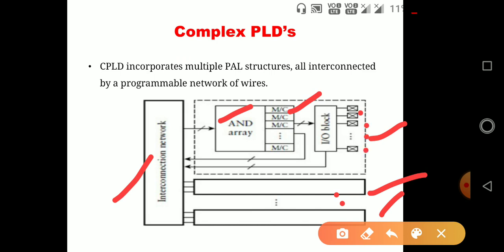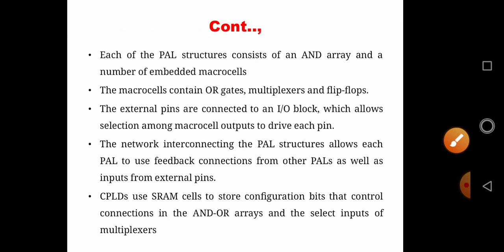And here these are the input bits. Here in this diagram you can see, instead of connecting the output external pins directly to the device, we have used an input output block. This input output block is connecting the external pins to the macro cells. It also helps in selecting which macro cell we have to select. So I explained the same in the diagram. Each PAL structure consists of an AND array and a number of embedded macro cells. The macro cell contains OR gates, multiplexers and flip-flops.